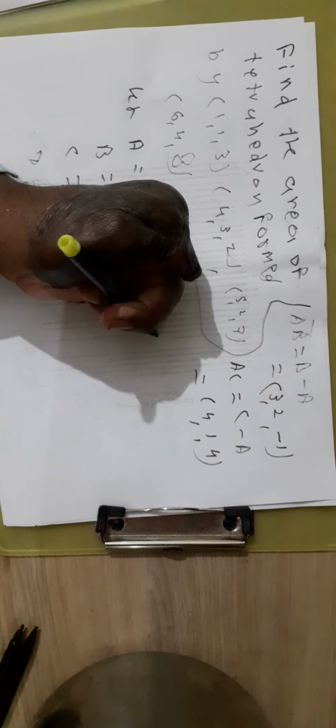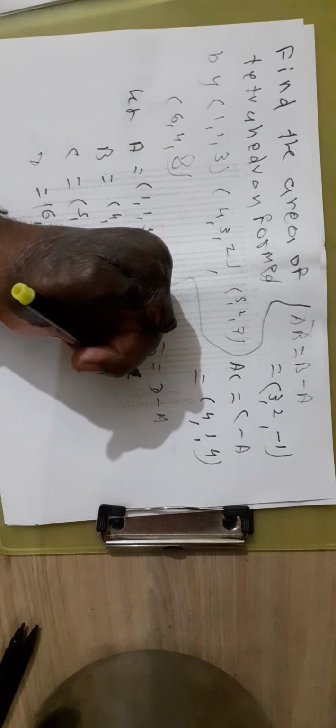Now vector AC is equal to C minus A, which is 5 minus 1, 4, comma 2 minus 1, 1, comma 7 minus 3, 4. This is the vector AC. Similarly, vector AD is equal to D minus A is equal to 5, 3, 5.